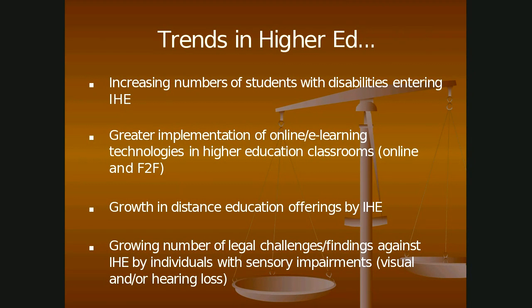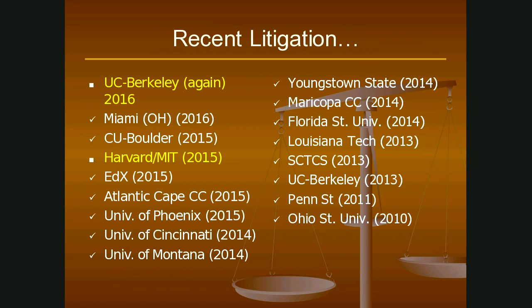So what do we know? We are seeing a lot of different trends in higher education. We're seeing increasing numbers of students with disabilities. We're seeing a greater implementation of online or e-learning courses versus face-to-face. That growth in distance education is really rising, and it also allows universities to have a larger, more diverse environment, with a lot of students who might not necessarily have been students before, so their numbers are rising overall. With that, we are also starting to see a growing number of legal challenges from students with disabilities against higher education.